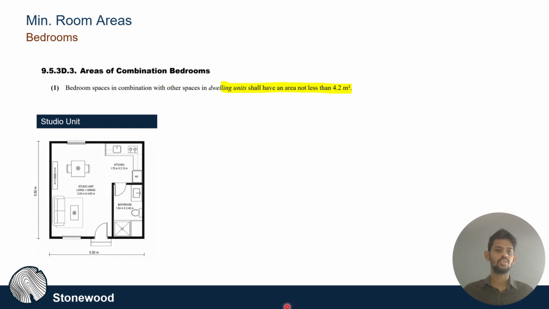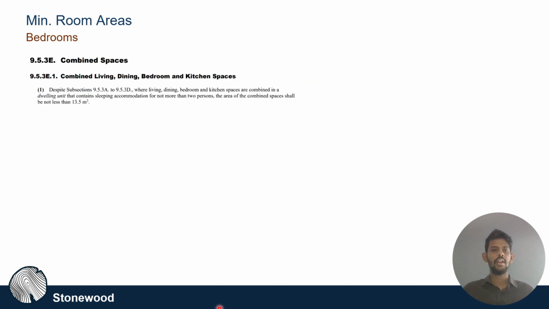Let's say you are doing a studio apartment. In this case your bedroom area is going to be here somewhere, like you are converting your sofa to the bed or something like that, or putting here, and you have kitchen and dining, everything is combined. So bedroom area must need 4.2 square meter. All right. And let's say you are merging everything like living, dining, bedroom and kitchen. What's the total area you need?